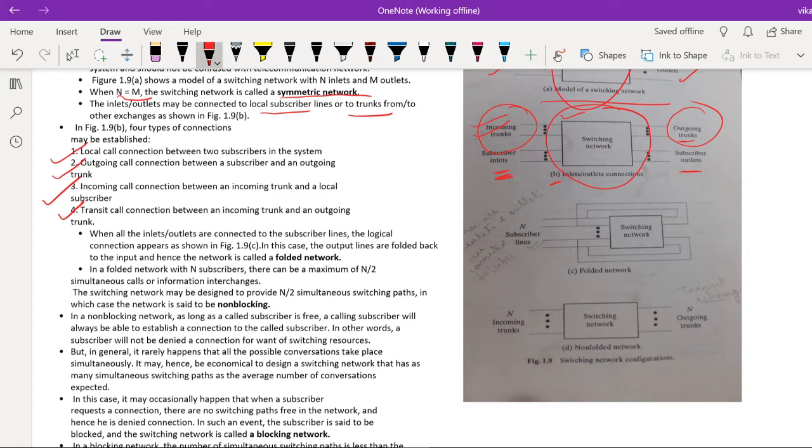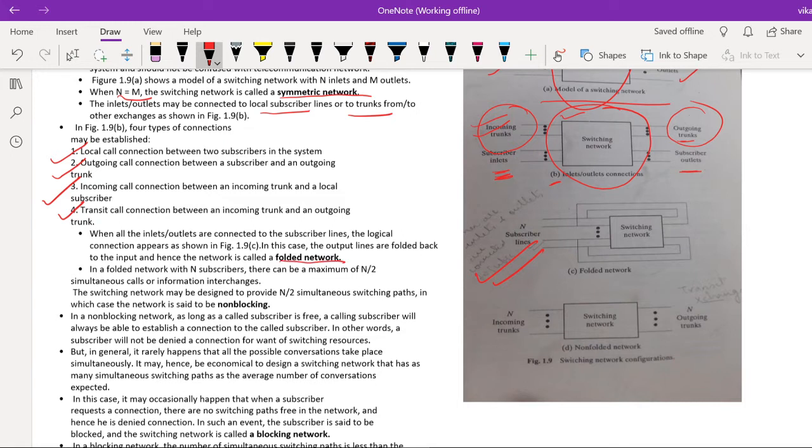Now coming to Figure 1.9c, we see that when all the inlets and outlets are connected to the subscriber lines, the logical connection appears as shown here. Such a type of network is called a folded network.